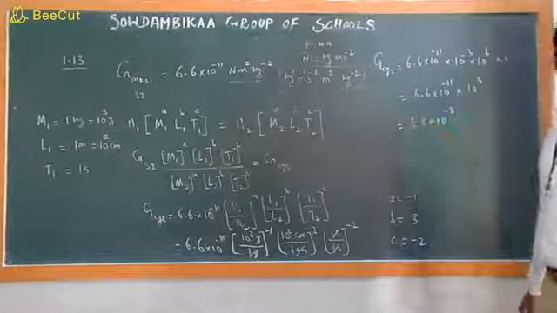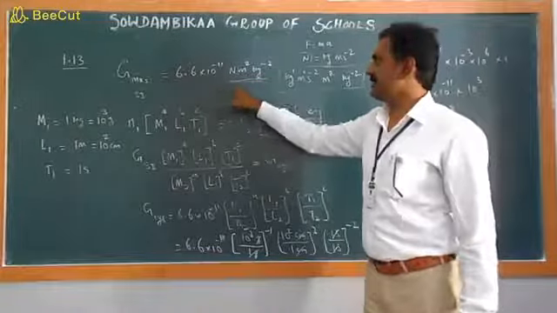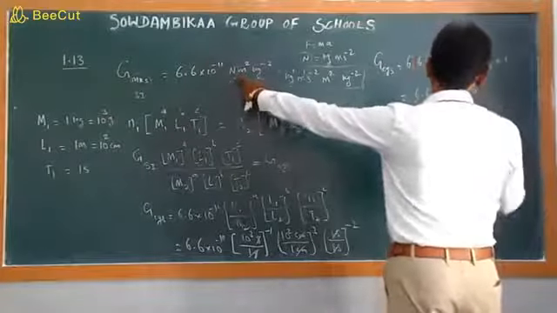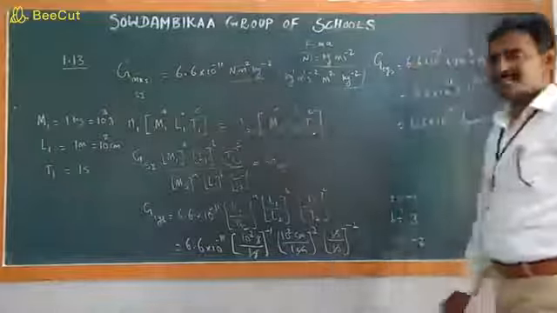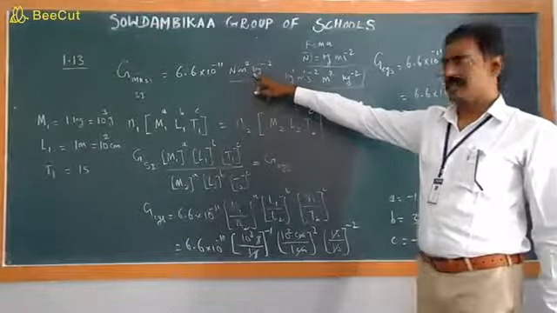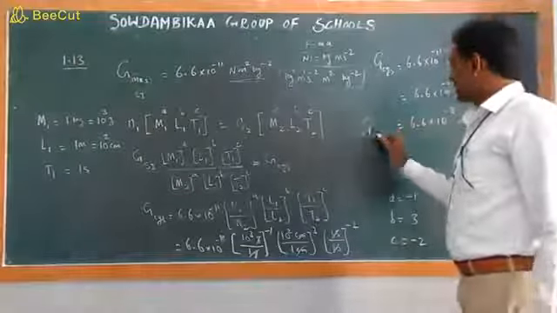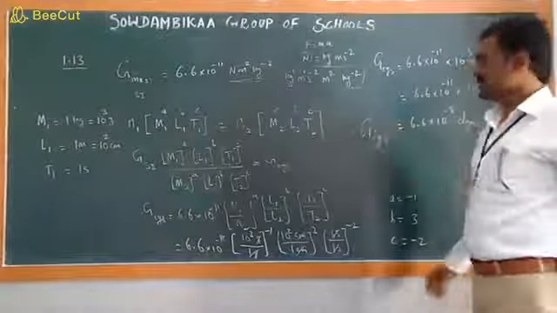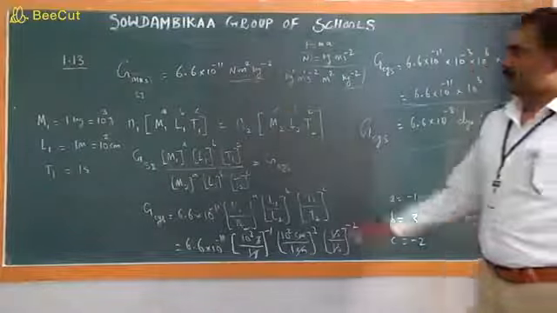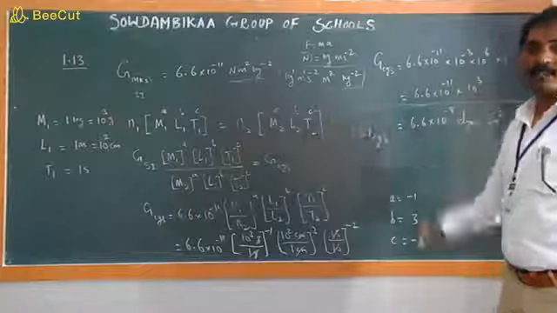Now it is converted into CGS. After converting into CGS, the unit for SI or MKS should be written in CGS form. What is the CGS unit for force? It's a dyne. What is the CGS unit for the meter? It's a centimeter, so centimeter square. Likewise, the unit for kilogram is gram, so gram power minus 2. Now this is the CGS value for the gravitational constant. That is the method or procedure to convert units from one system of unit to another system.